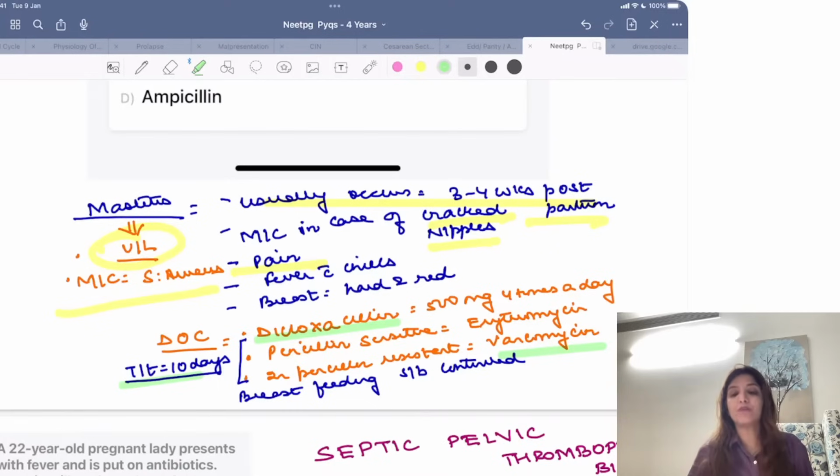Yeah, so I told you, NEET PG, if the mother is on anti-cancerous drug, on a chemotherapeutic drug, then it is a contraindication for breastfeeding, right?